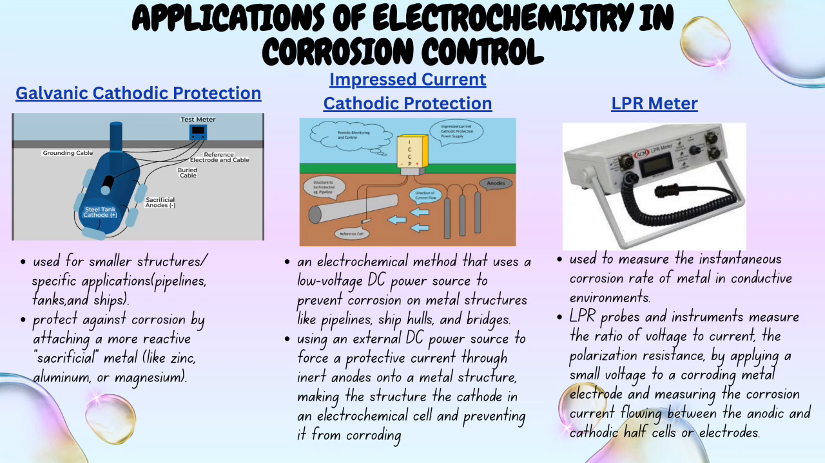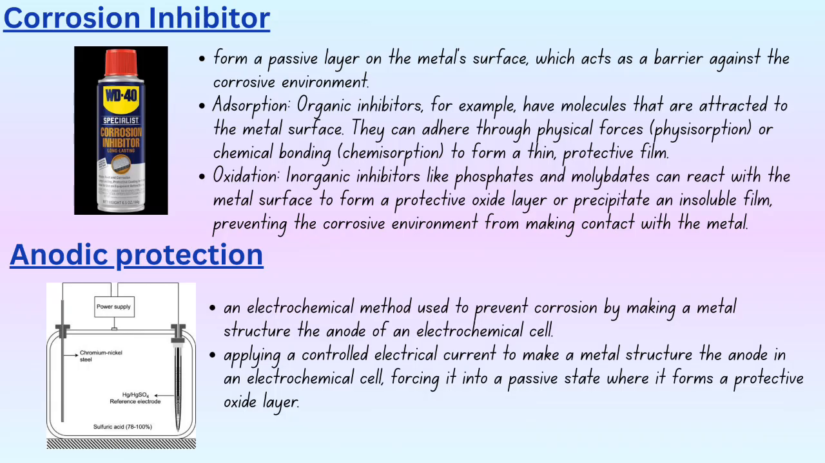To monitor this system, we use an LPR meter. This device applies a small voltage to a metal probe and measures the current response. This polarization resistance gives us an instant readout of corrosion rate, allowing for quick adjustment.